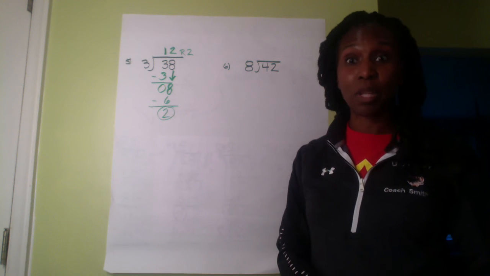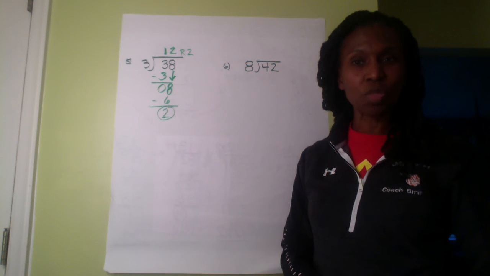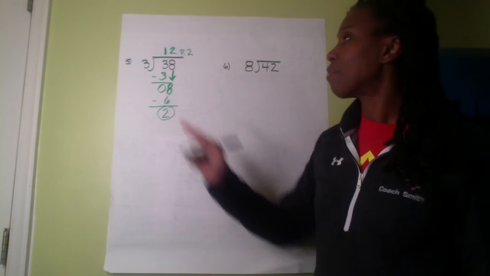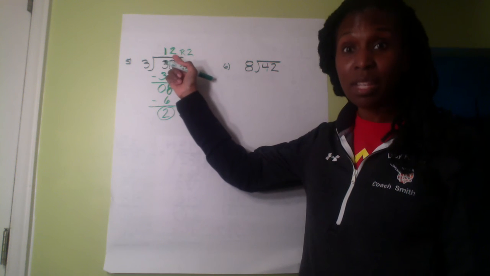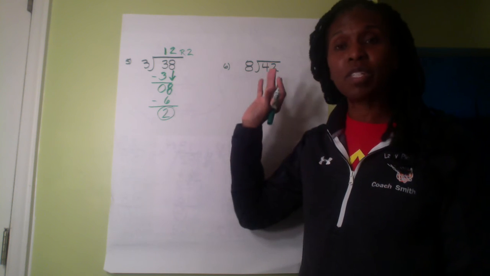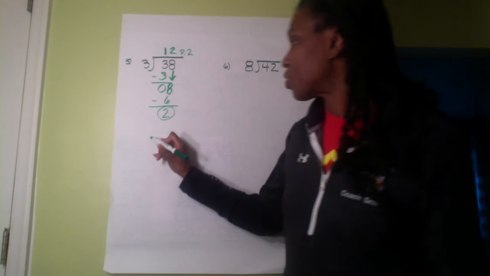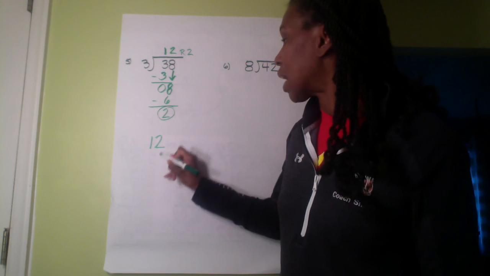Is the answer correct? I don't know. I don't have my teacher's manual. I don't need it though because I can check it on my own. So let's do that. To check it, I multiply the quotient or the answer times the divisor. Because remember, if you divide, to check your work you're going to do the opposite. You're going to multiply. So down here I have 12 times 3.